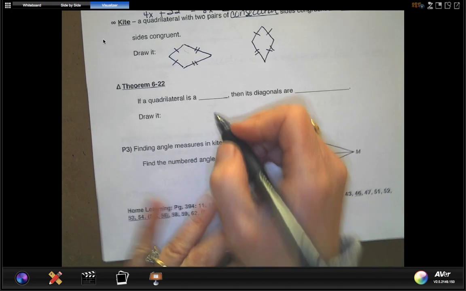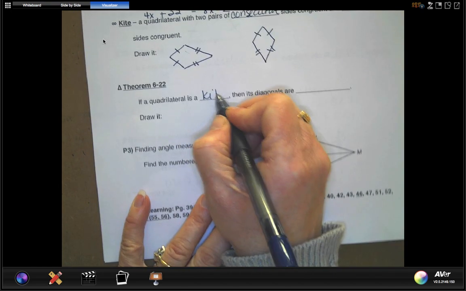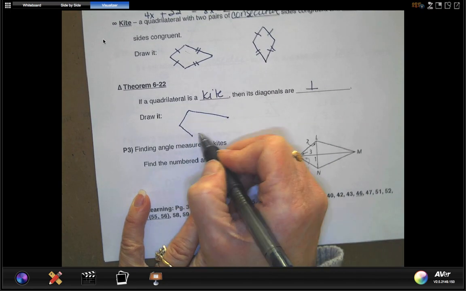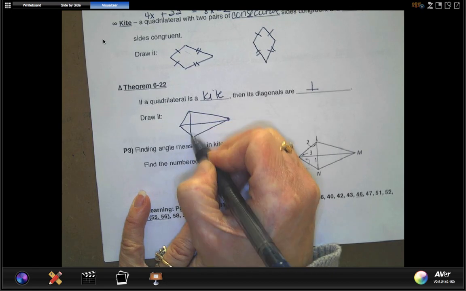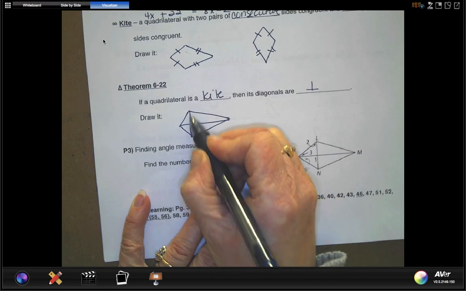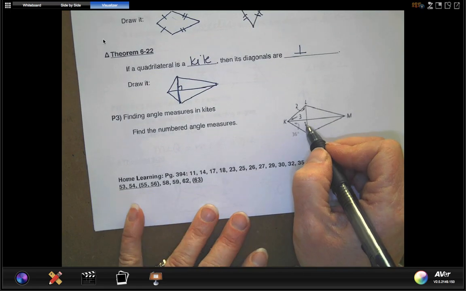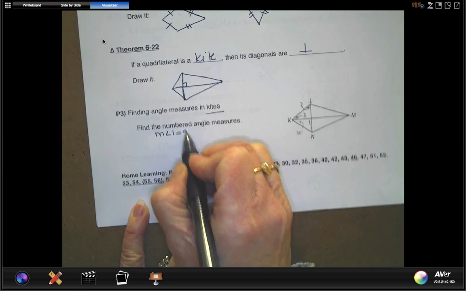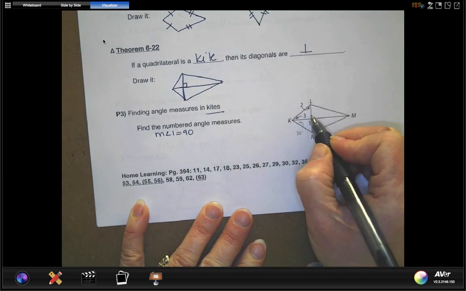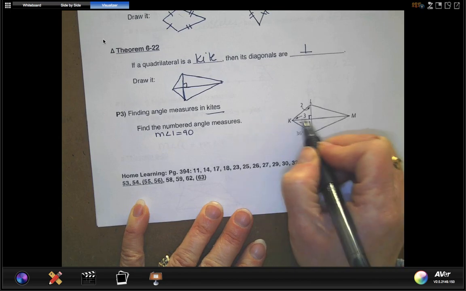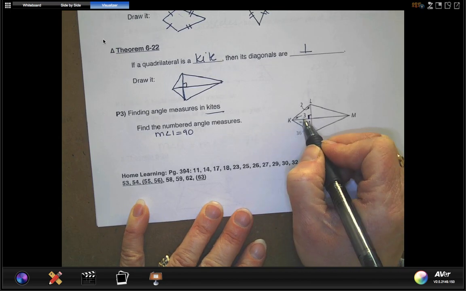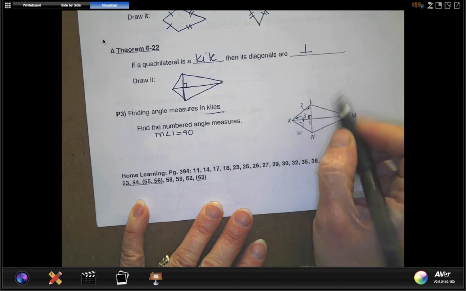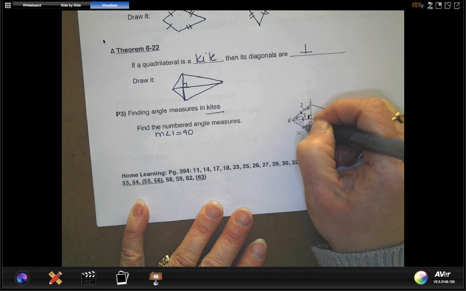Theorem 6-22 says if a quadrilateral is a kite, then its diagonals are perpendicular. So if you know you have a kite, then these diagonals are going to form 90-degree angles. So in here, if I want to find the measure of these angles and it's a kite, the measure of angle 1 is going to be equal to 90. This is also 90. This is congruent to this one. This is also congruent to this one.